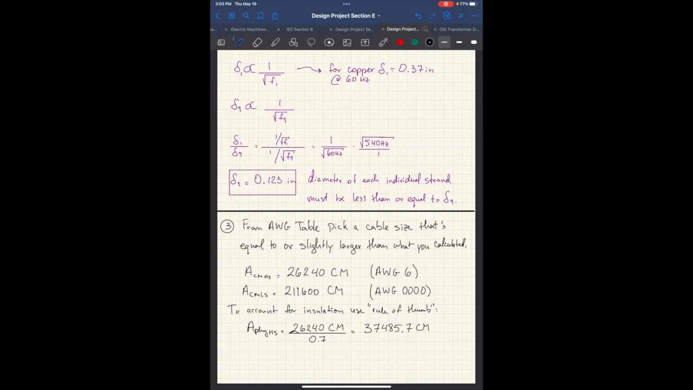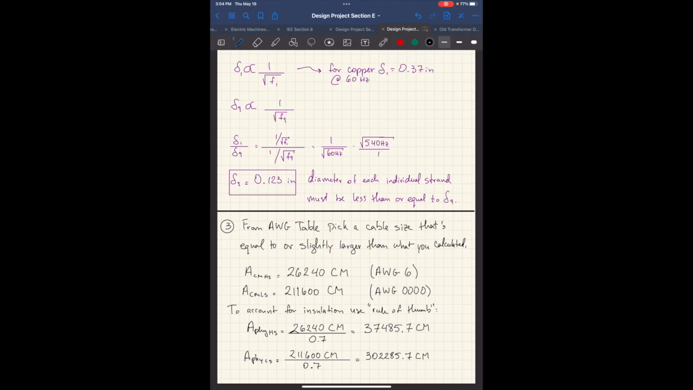And of course, we're going to do the same thing for the low side conductor as well, where we have this 211,600 C mil. We divide by 0.7, and the number becomes 302285.7 circular mil.